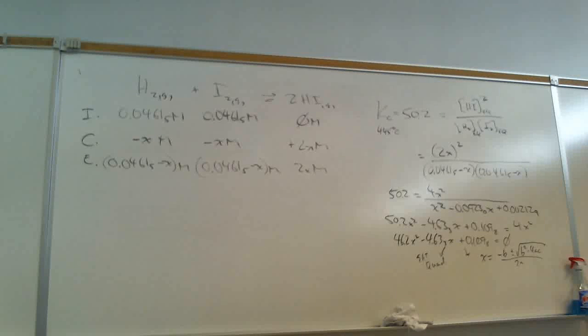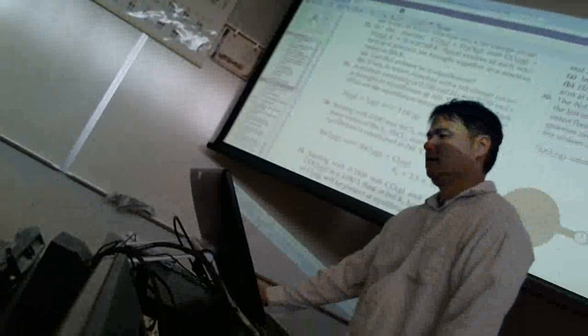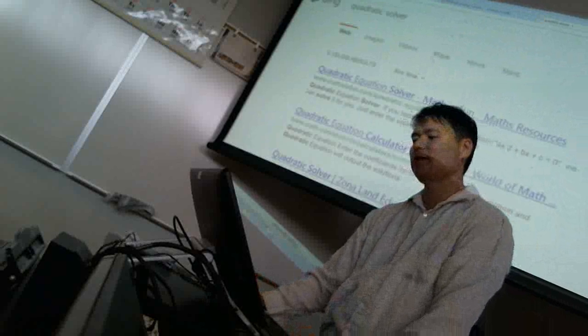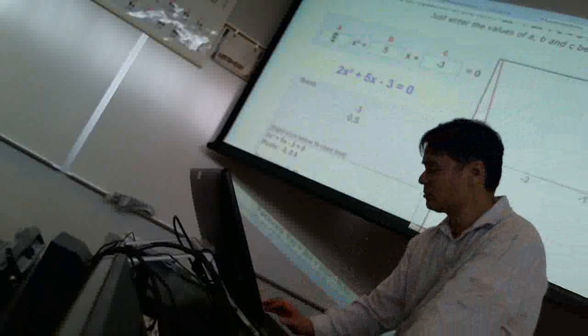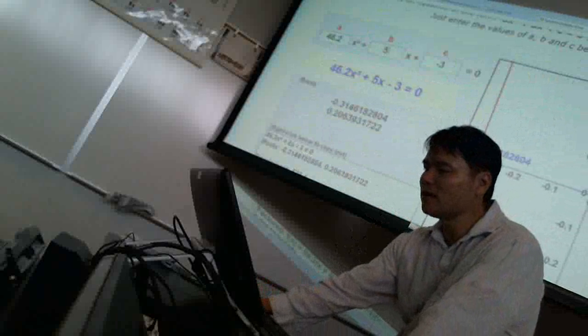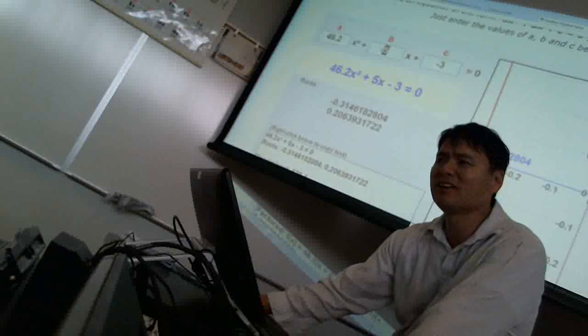Did anybody buy it? The calculator? No? Well, if you're sitting at home doing this, then obviously you can use the web-based quadratic solver. It's fine. On the test, unfortunately, you're either going to have to use the quadratic formula, because programmable calculators aren't allowed on the test.